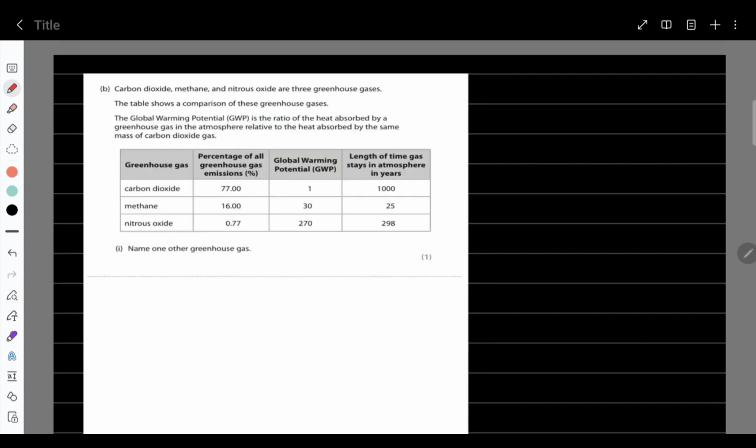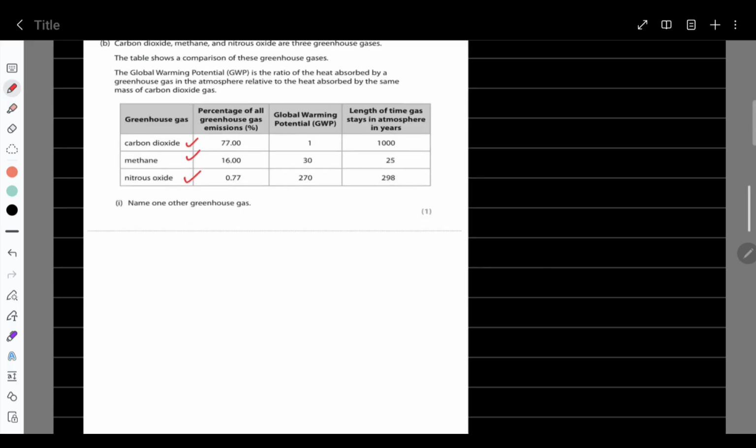In part B, they have given you some greenhouse gases such as carbon dioxide, methane and nitrous oxide, and they are asking you to name another greenhouse gas. There are many of them. For example, you can write CFC or water vapor or HFC, anyone you like, all are acceptable.